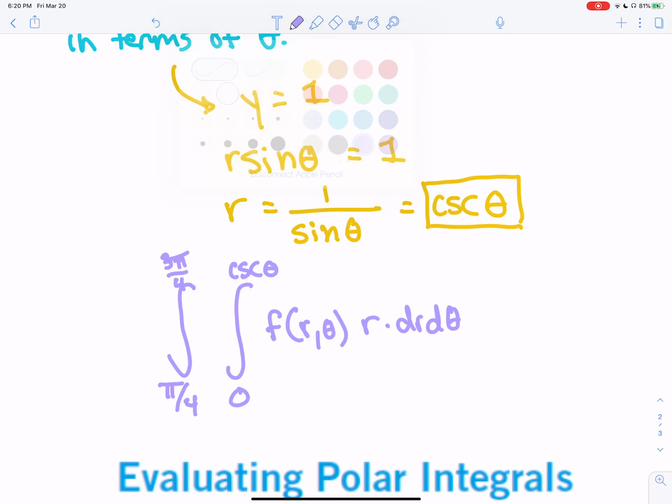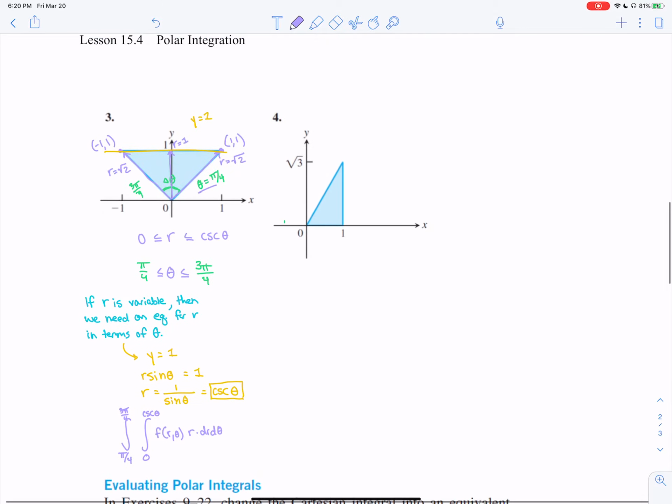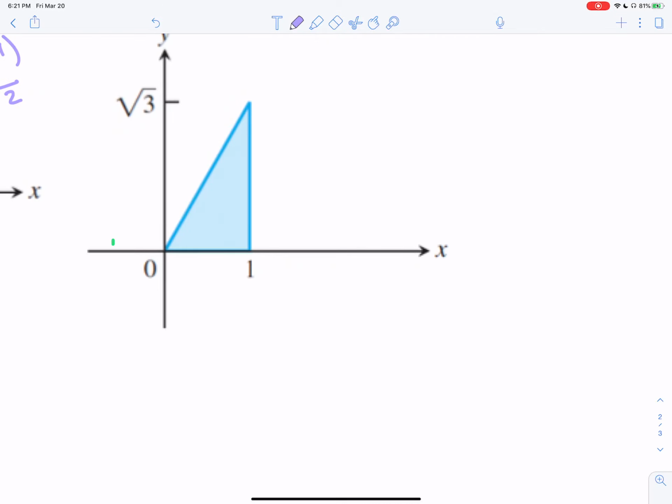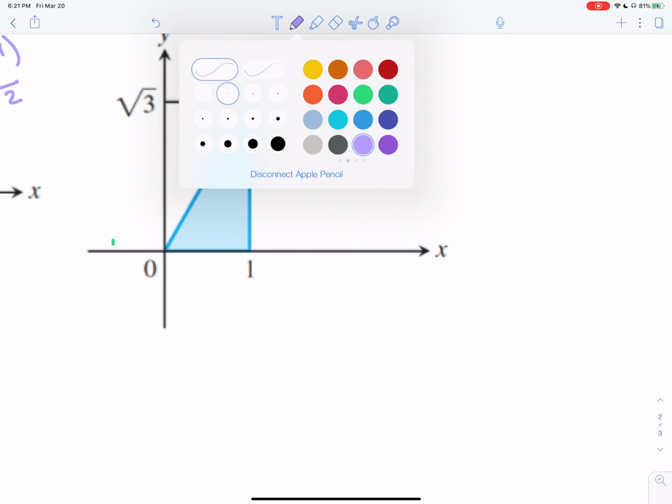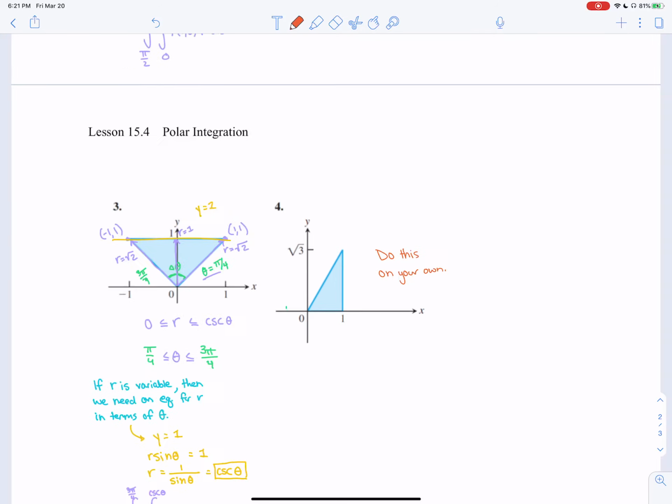Let me make this pen a little bit smaller so you can get more definition. Okay, this one is very similar as well. It's another triangular region. I'm going to let you do this one on your own because it uses the exact same techniques that we used in the last one. So that'll be good practice.